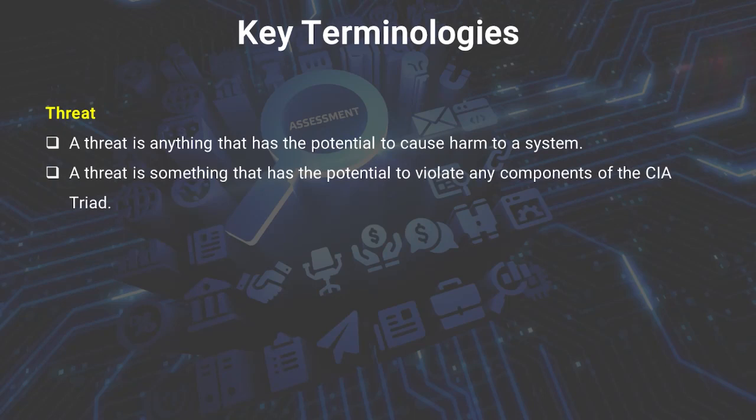Another key terminology is understanding what is a threat. A threat, to put it simply, is anything that has the potential to cause harm or damage to a system. A threat is anything that has the potential to violate the components of the CIA triad, which we'll take a look at later during this video.